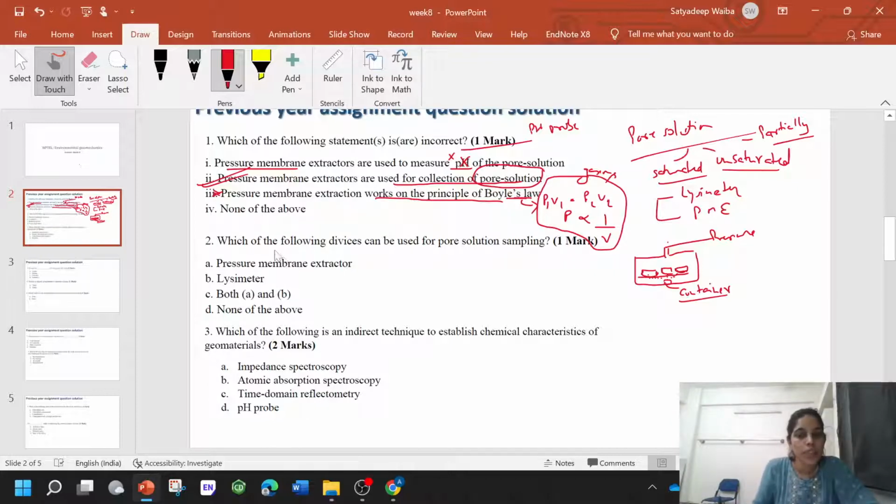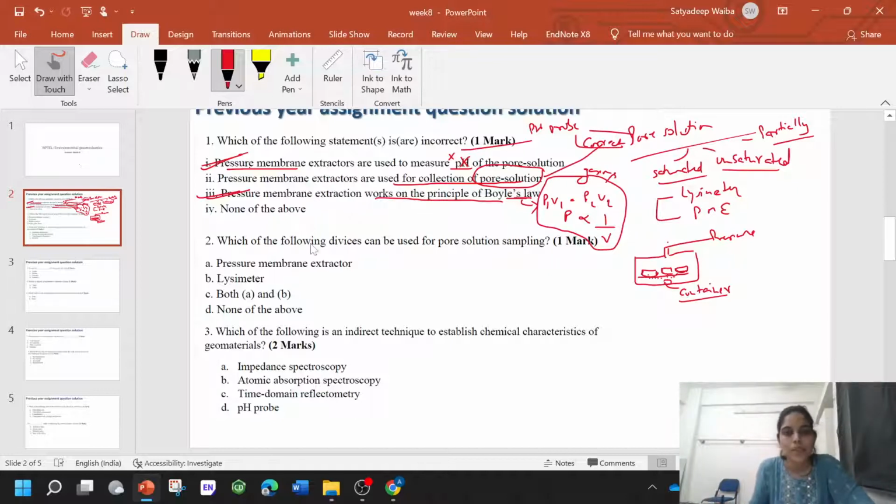Now second question again. It says which statements are incorrect. So the second statement is correct, and incorrect are third and first, sorry. Okay, so second is a correct statement, first and third are incorrect statements.